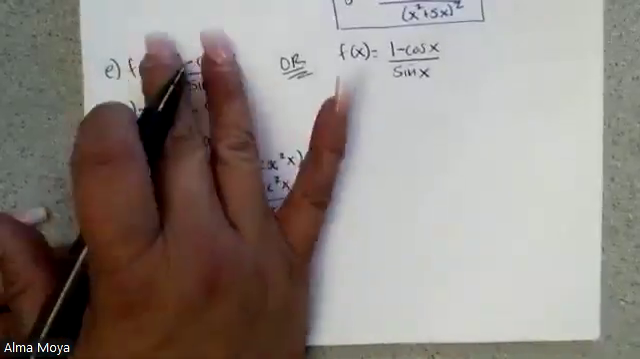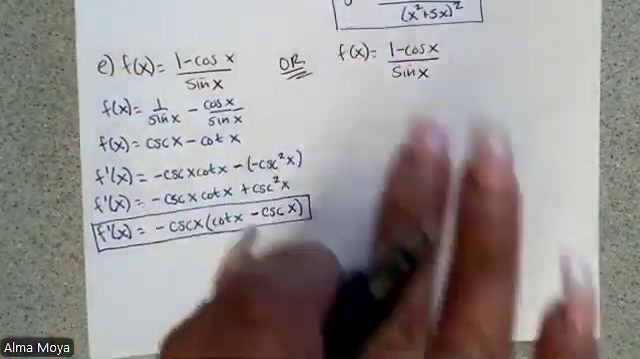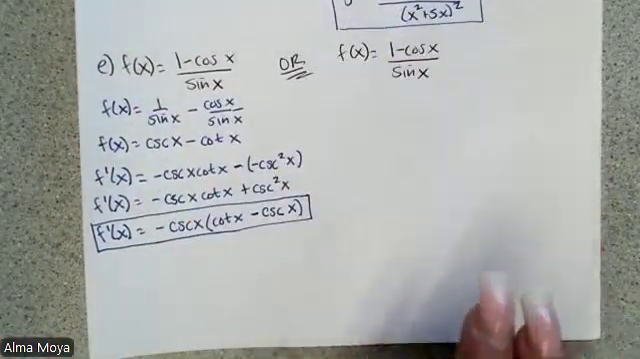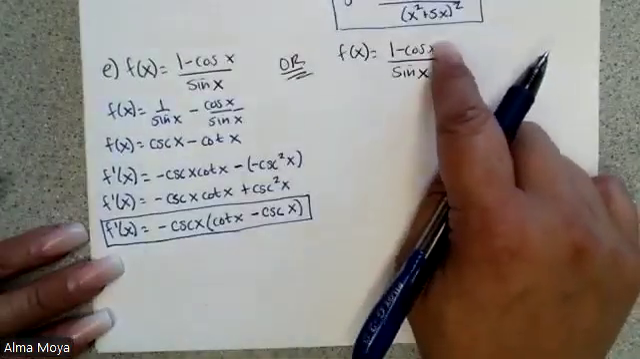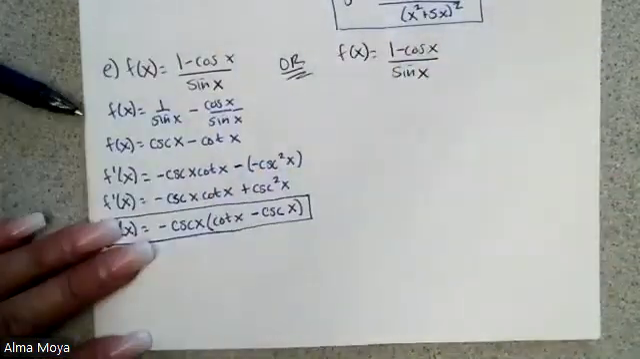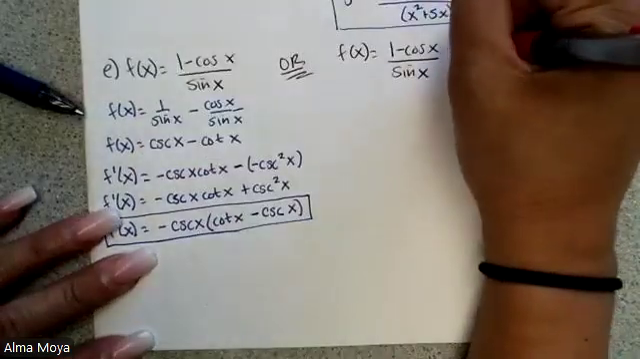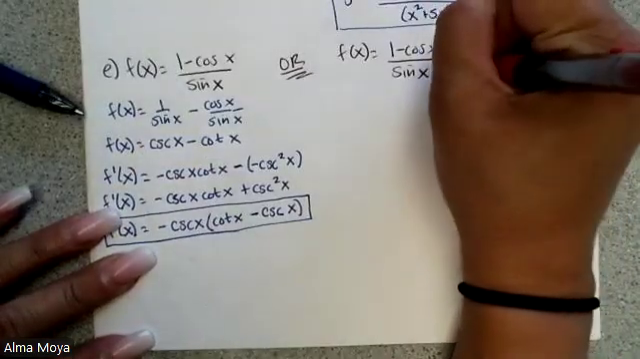Now, let's say you didn't do it like that and you did it like this. And you went ahead and you just did the quotient rule because, once again, you see the division. That's going to be your high. And that's going to be your low.